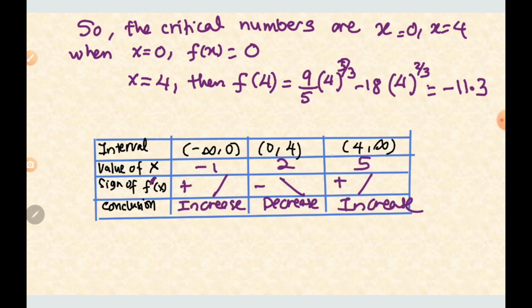Okay, so from the table here we can conclude that at the point x equals 0, there is a maximum point here, and at x equals 4, this line represents the line for x equals 4, we have one minimum point here. Okay, yes, confirmed, we have one maximum point here and one minimum point.